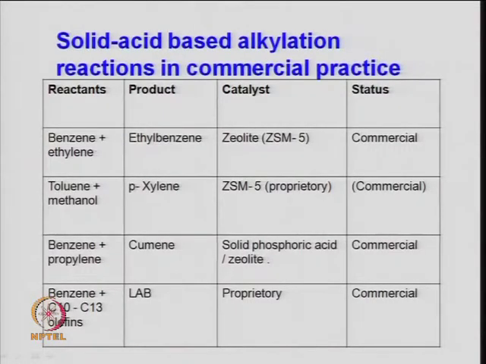Benzene and ethylene give ethyl benzene by alkylation, with ZSM-5 used as a catalyst, and it is a commercial process. Toluene and methanol give para-xylene, and again ZSM-5 type catalysts are used. Benzene and propylene react to give isopropyl benzene, cumene, with solid phosphoric acid and zeolites as catalysts. Similarly, benzene plus C10 to C13 olefins gives linear alkyl benzene, used for making detergent, and here again a proprietary catalyst is used.